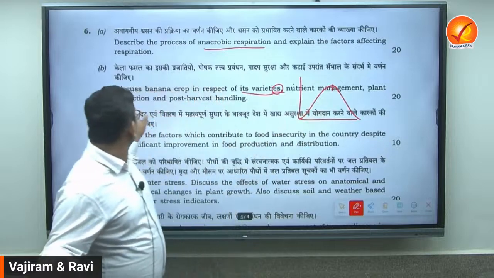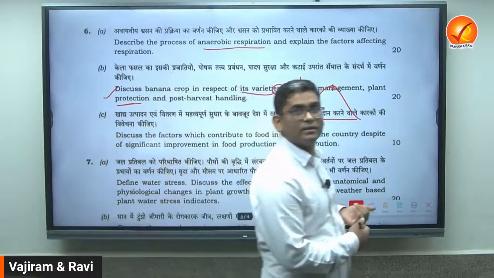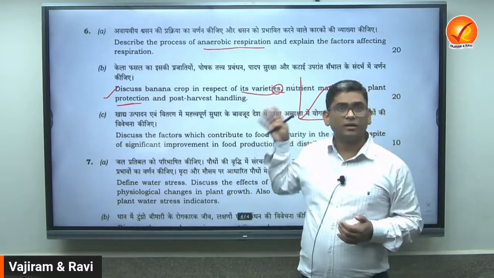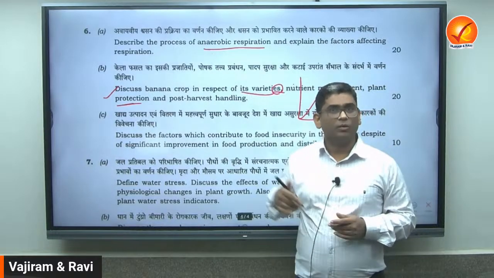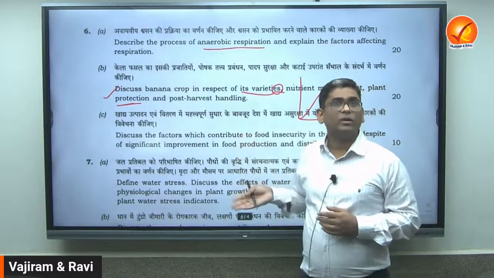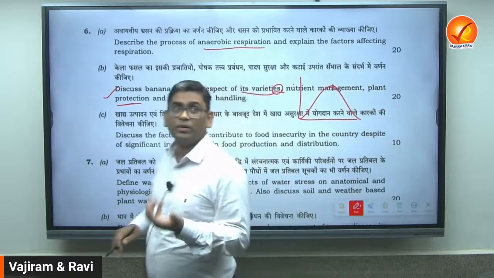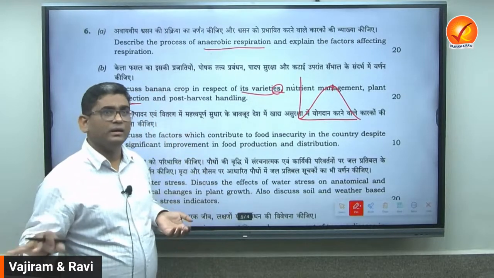Then plant protection. Plant protection means the banana plant is attacked by so many pests and diseases, right? So you have to write the major 3 pests, major 3 diseases and their control. Particularly because in banana, high density planting has become popular nowadays, and so many diseases are there, like Sigatoka disease and banana bunchy top. These are the famous diseases. You have to give their control measures. I have given them in detail here.